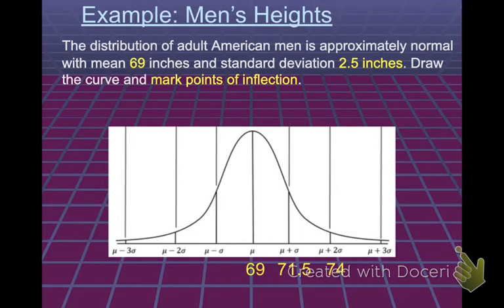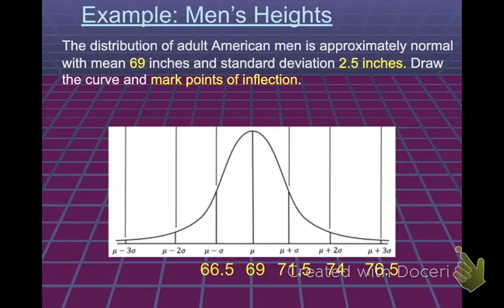2 standard deviations would be 74 because I would add another 2.5. And then 1 more would be 76.5. So if you were taller than 76.5 inches, that means that you would be more than 3 standard deviations above the mean for average height, and you would be considered very tall.